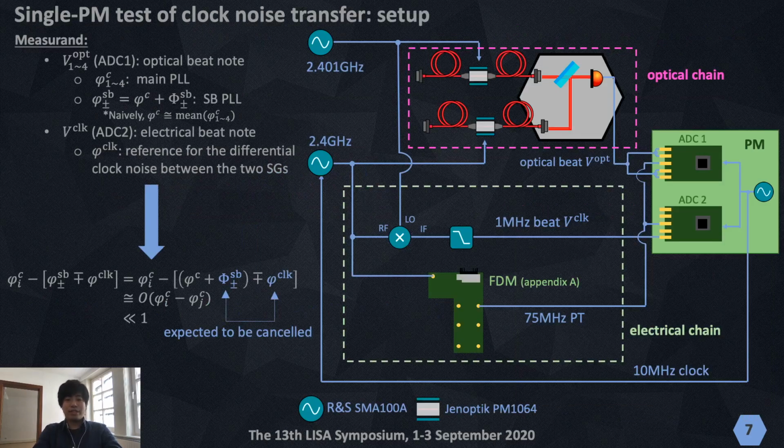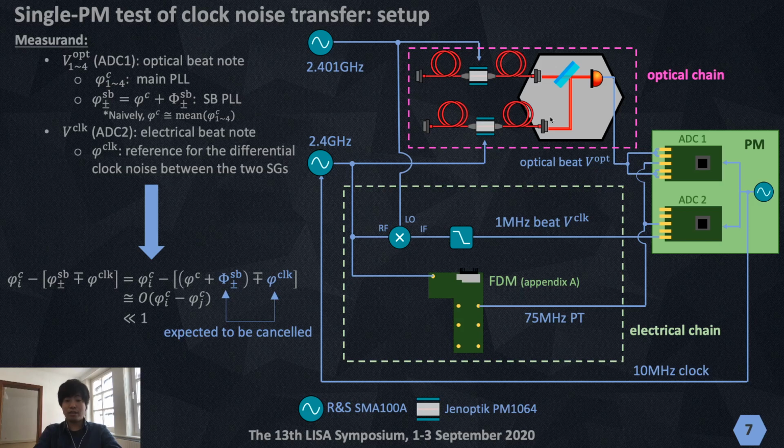So here is the schematic of the experimental setup of the test with a single Phasemeter. I divide this experimental setup into 2 parts. One is the optical chain, the other is the electrical chain. In the optical chain, we simply make an optical beat note between two beams, each of which is phase modulated by independent signal generators.